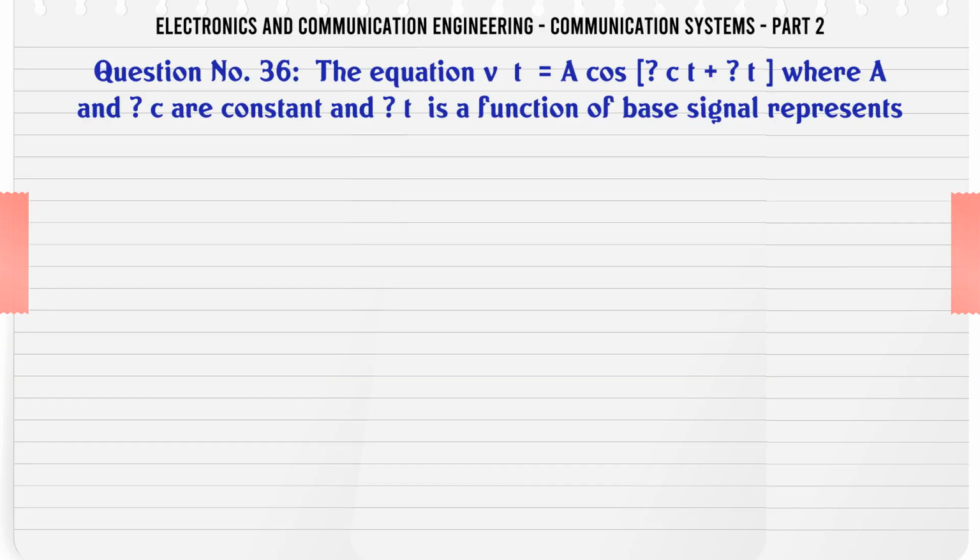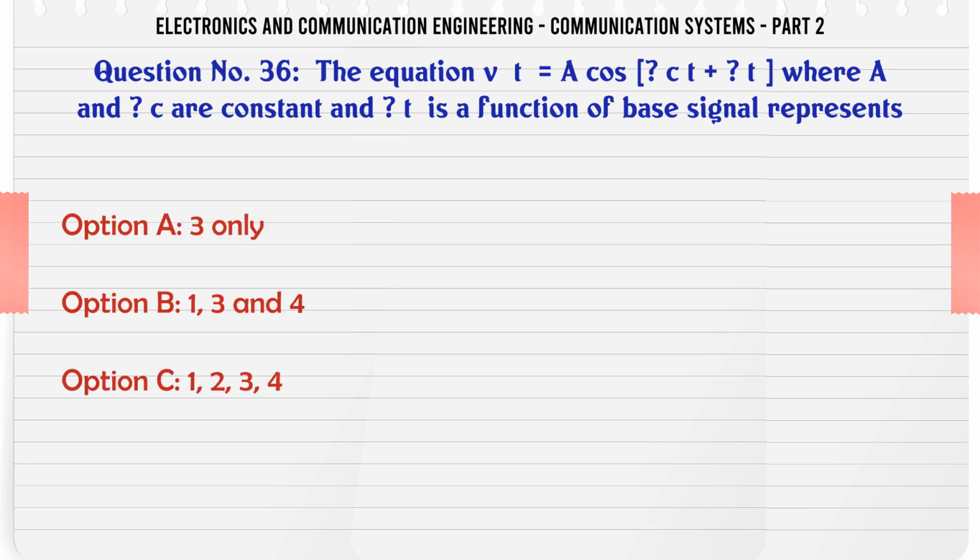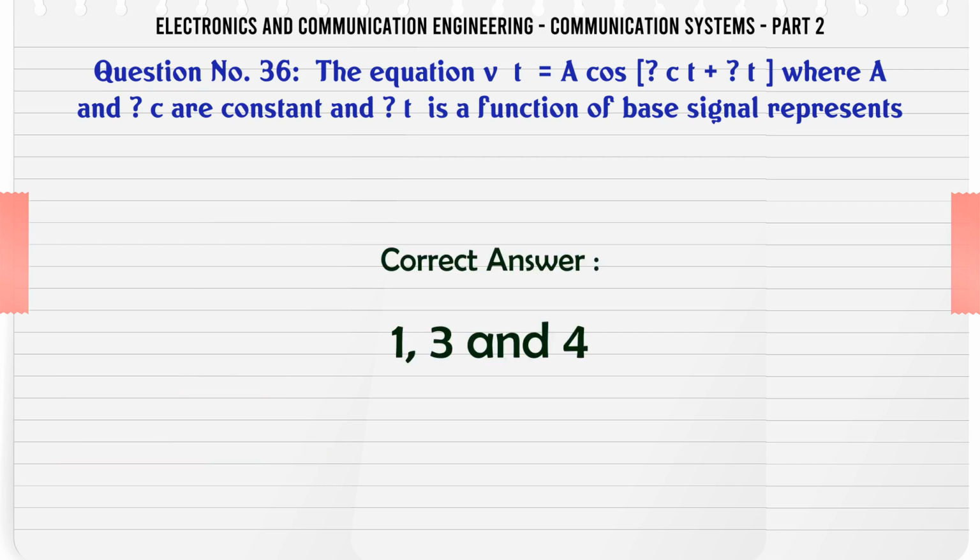The equation V(t) = A cos(Ct + φ(t)) where A and C are constant and φ(t) is a function of base signal represents A. 3 only, B. 1, 3 and 4, C. 1 2 3 4, D. 3 and 4 only. The correct answer is 1, 3 and 4.